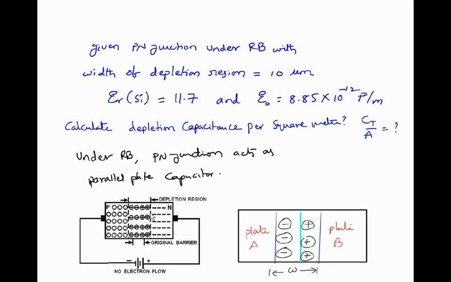We can think of it like this: the P side acts as plate A and the N side acts as plate B, the conducting plates. In between there is a dielectric medium, which is the depletion region. The width of the depletion region is W, which was given as 10 micrometers.